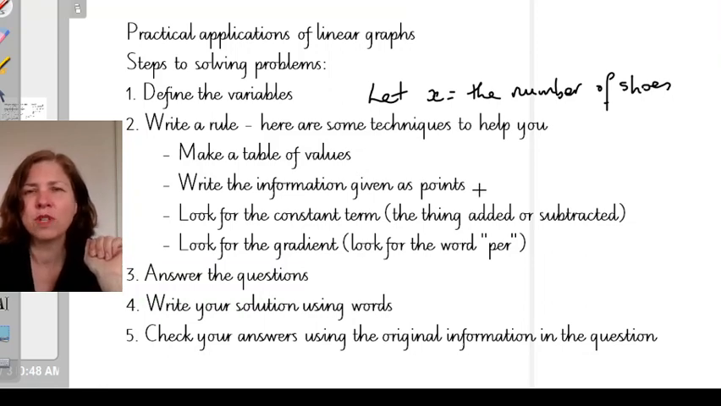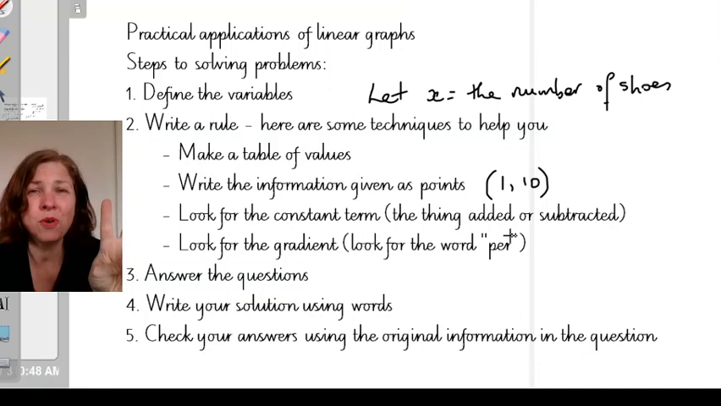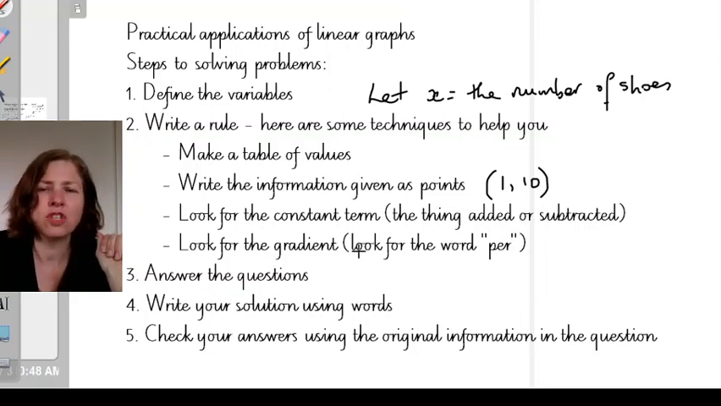The other thing you can do is write the information given as points. So if you know that for example, to travel 1 kilometer, I would pay $10, then I could write that as the point (1, 10). And once I've got 2 points, if it's a straight line, I can now find the whole rule by finding first the gradient and then using substitution to find the value of c, the y-intercept.